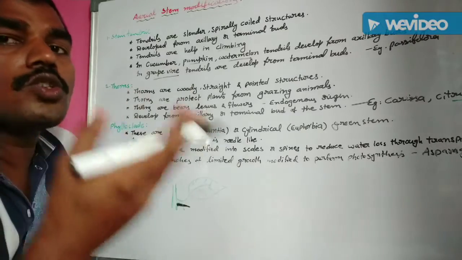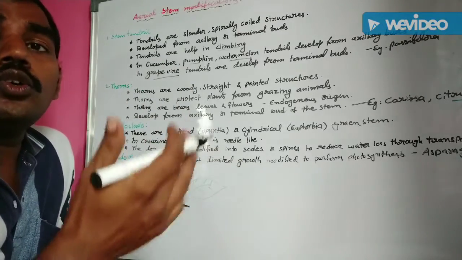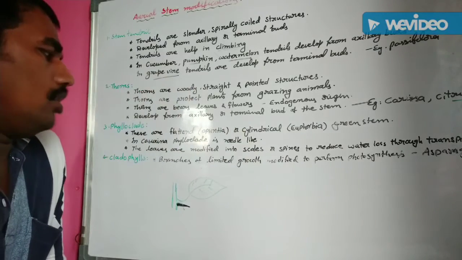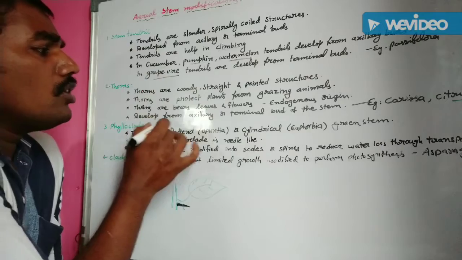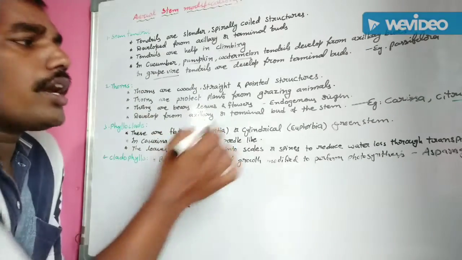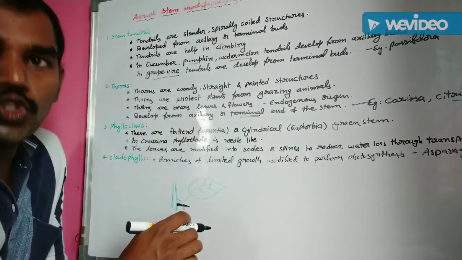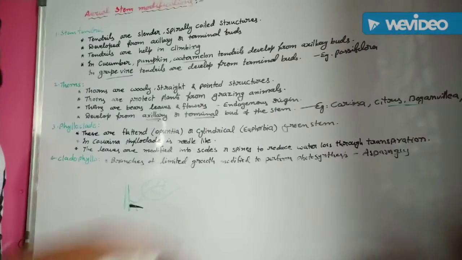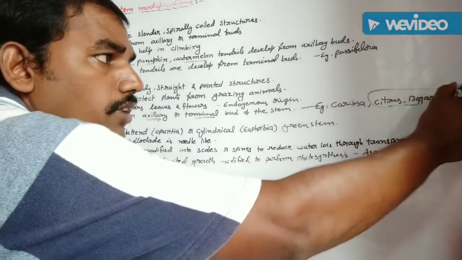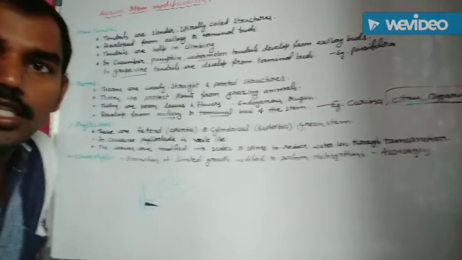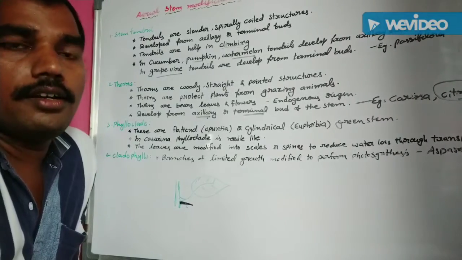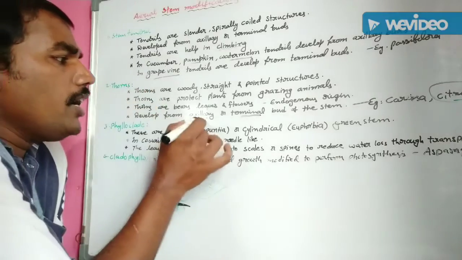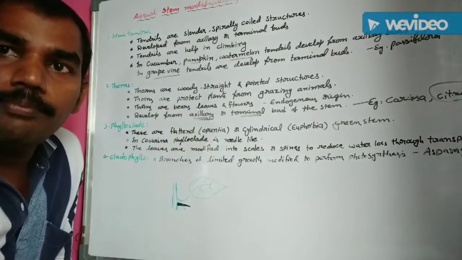Thorns are of endogenous origin, not exogenous origin. They are endogenously developed. Next one, thorns develop from either axillary or terminal buds of the stem. Suppose citrus and bougainvillea. In citrus and bougainvillea, the thorns are mainly developed from axillary bud.